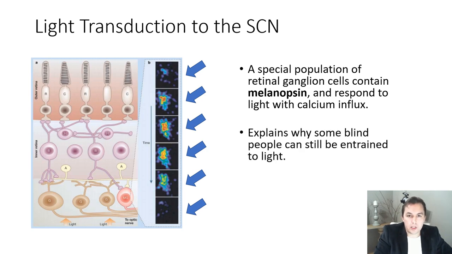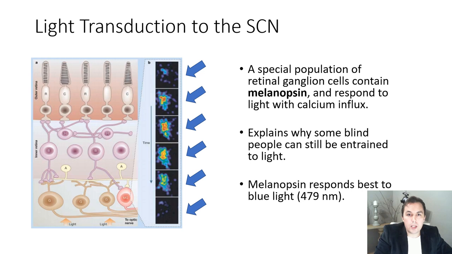This special class of retinal ganglion cells explains why some blind people who cannot perceive light because of a degeneration of their rods and cones can still have the circadian clock entrained to the light and dark cycle, because they still have intact retinal ganglion cells. Melanopsin responds best to blue light, so if you're trying to give a patient instructions on how to maximize resetting of their clock on a daily basis, the light they should get exposed to is in the blue range, precisely 479 nanometers.